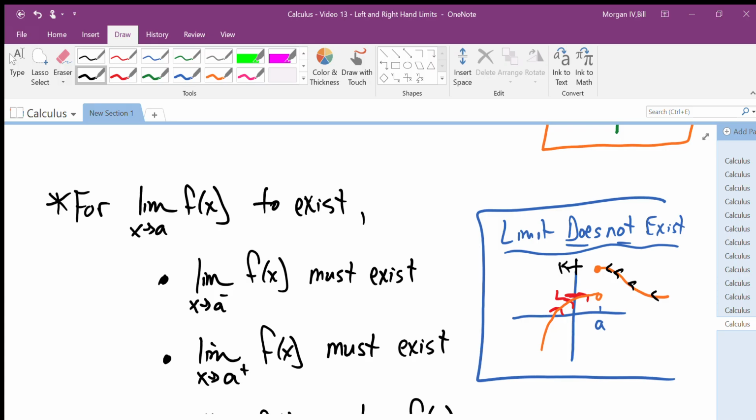Now let's be careful here. The left-hand limit exists and equals L. The right-hand limit exists and equals K. But since those two are not equal, the overall limit does not exist.